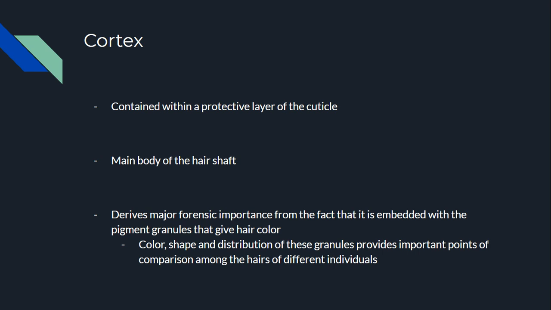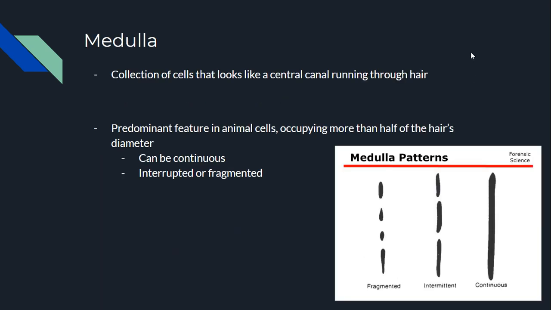The color, shape, and distribution of the granules of pigment provide important points of comparison that tell how often someone dyes their hair, what colors their hair has been. Pretty much any color you dye your hair will leave behind traces inside your cortex.